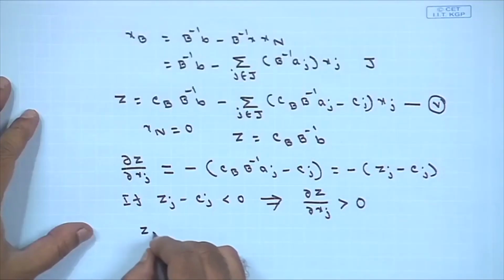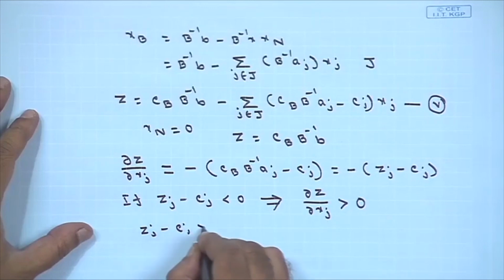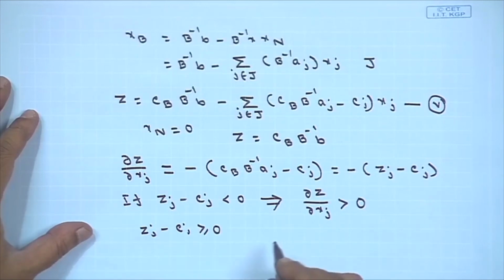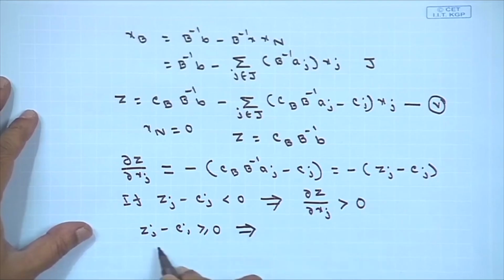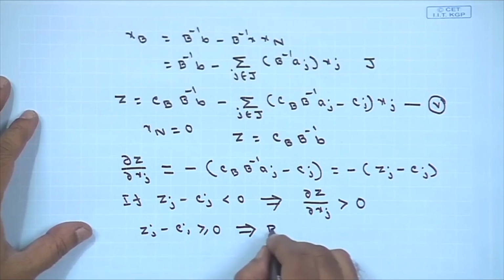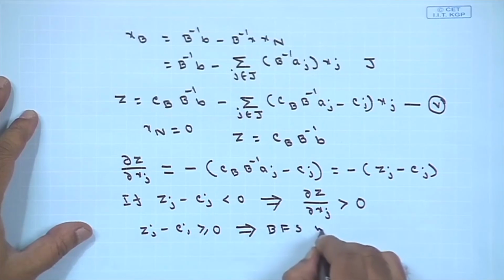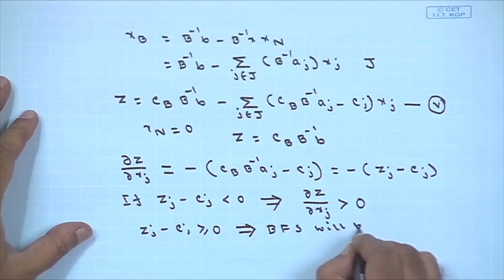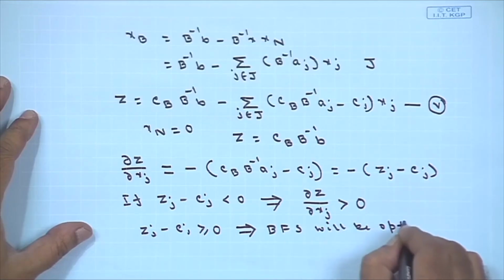Now, BFS will be optimal if z_j minus C_j is greater than or equal to 0. From here we can say that if z_j minus C_j for all j is greater than or equal to 0, then the basic feasible solution whatever you have taken will be optimum.